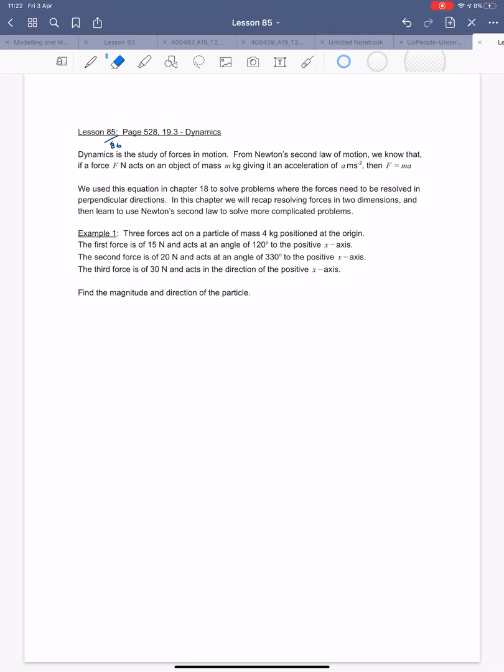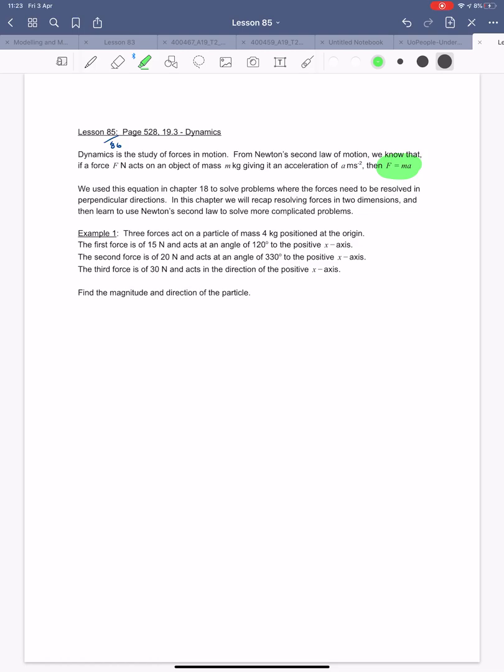Right, dynamics is the study of forces in motion. From Newton's second law of motion, we know that if a force F newtons acts on an object of mass m kilograms, and if it gives it an acceleration of a meters per second squared, then force is mass times acceleration. Okay, so I've had that several times before.